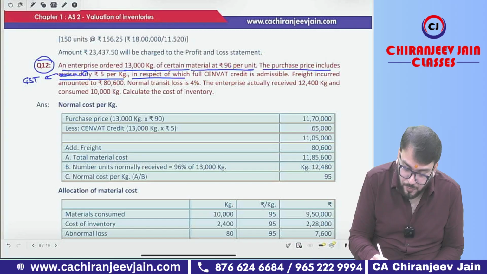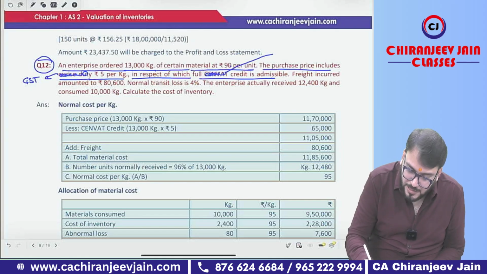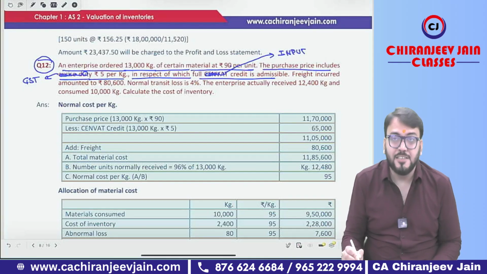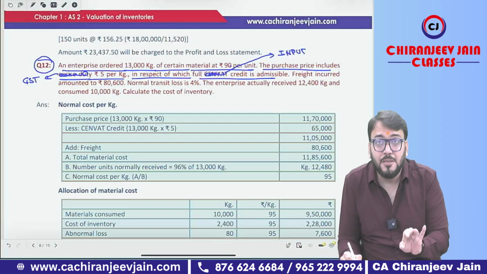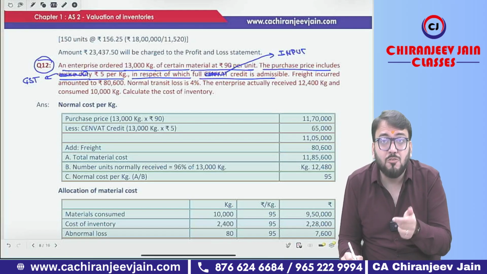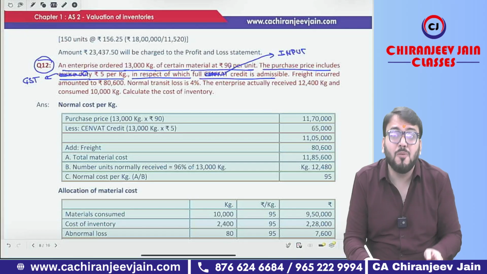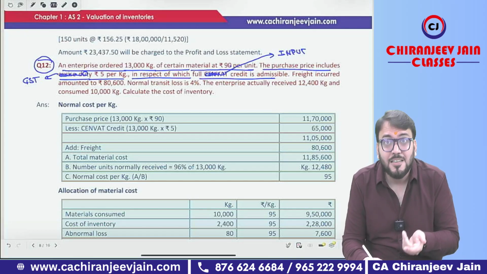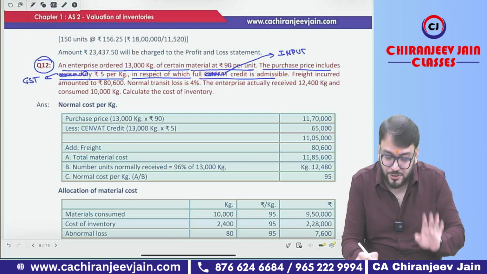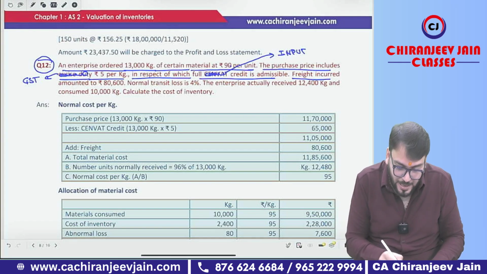In respect of which full credit is admissible. Just delete CENVAT and instead write input credit. Input credit is available. It means, can I say it is refundable? So any tax which is refundable, whether it will be added or not, it will not be added. If 90 is inclusive of 5, we should deduct it because it cannot be added. Got this point?